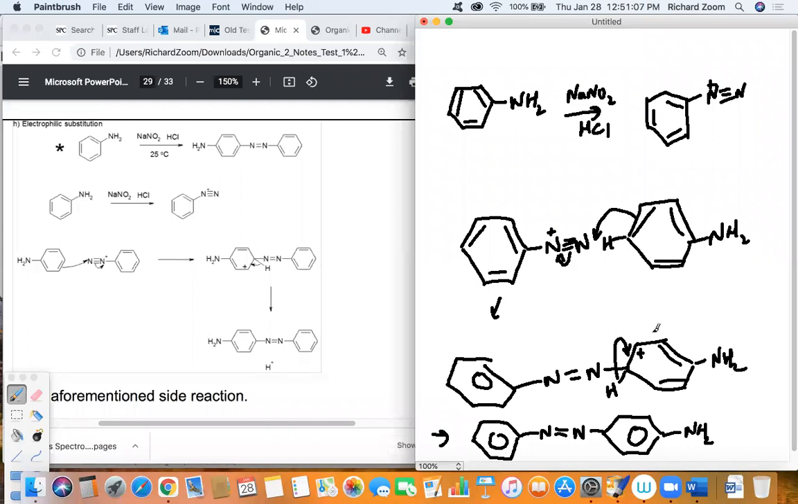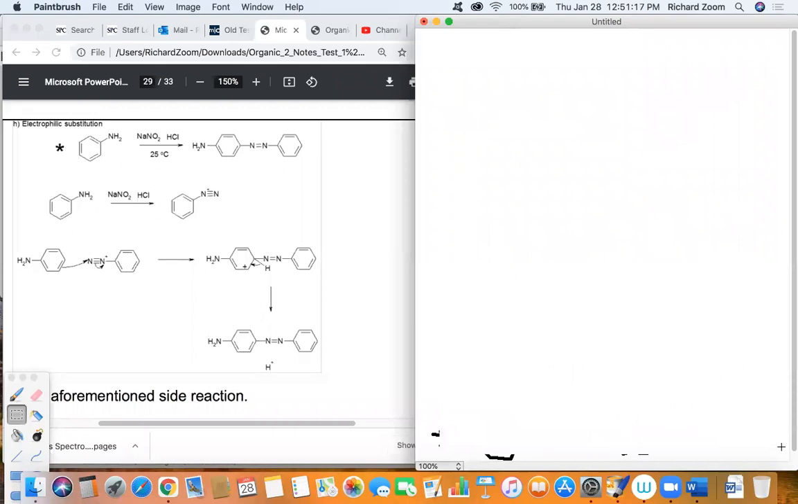Let's take a look at a couple of other examples of these, and you'll see it's not quite as complicated as it might look initially. You'll notice that this goes in the para position. This is because this is such a big group. It doesn't really like to go in the ortho position, but I suppose technically it could go in the ortho position, but it doesn't. It goes in the para position.